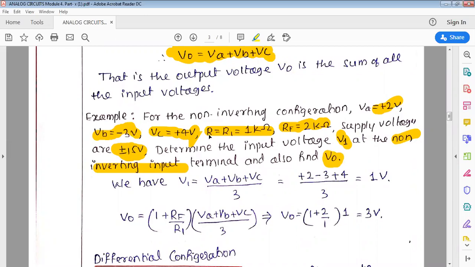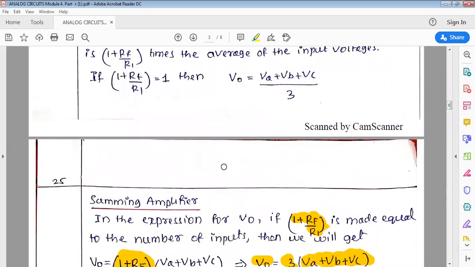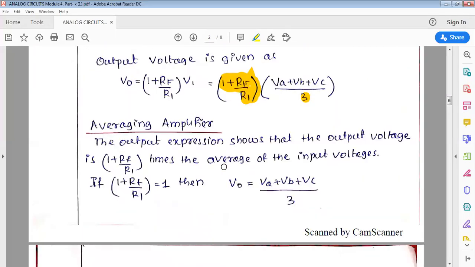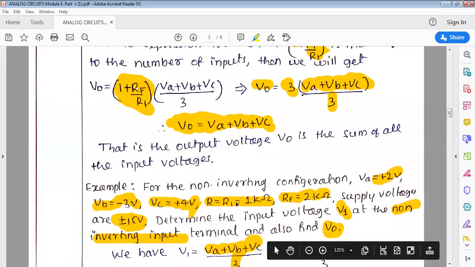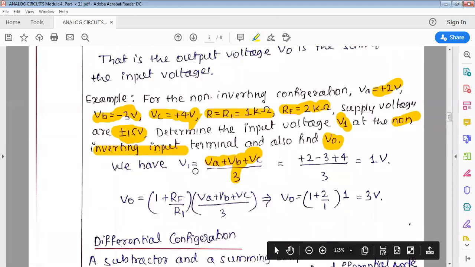Now, as the values R and R1 are the same, I'll be using this expression V1 equal to VA plus VB plus VC divided by 3. So depending on the values of R, we need to select which of the expressions is to be utilized so that I can solve the numerical. Now here the values of R are the same. So what I'm using is V1 equal to VA plus VB plus VC divided by 3.